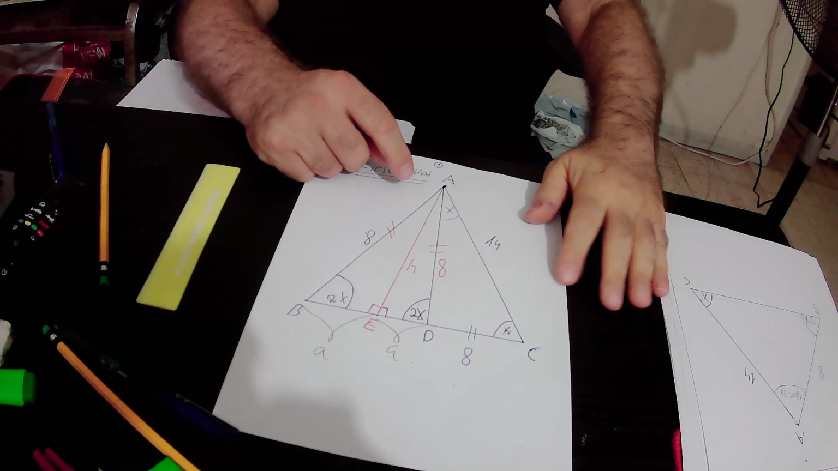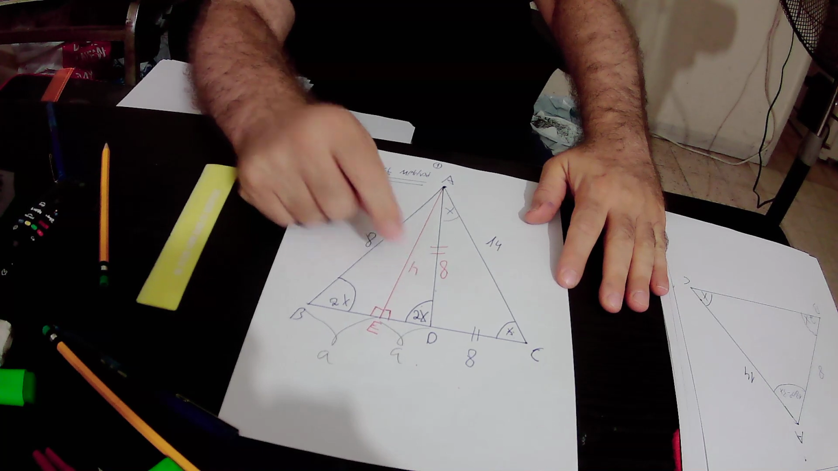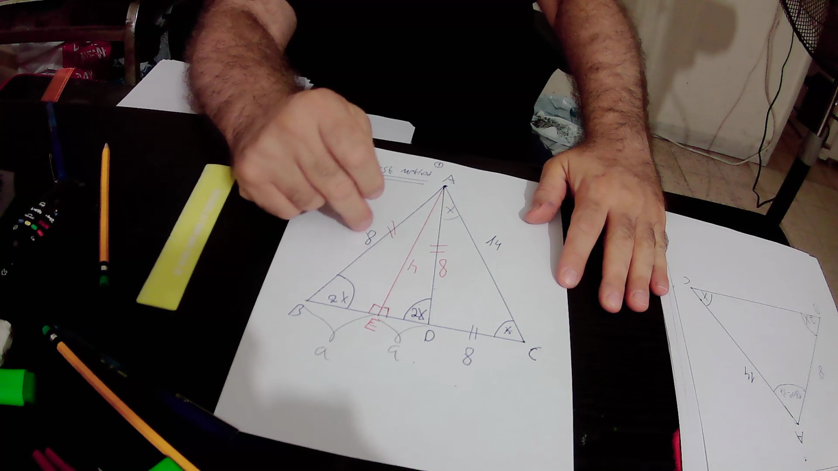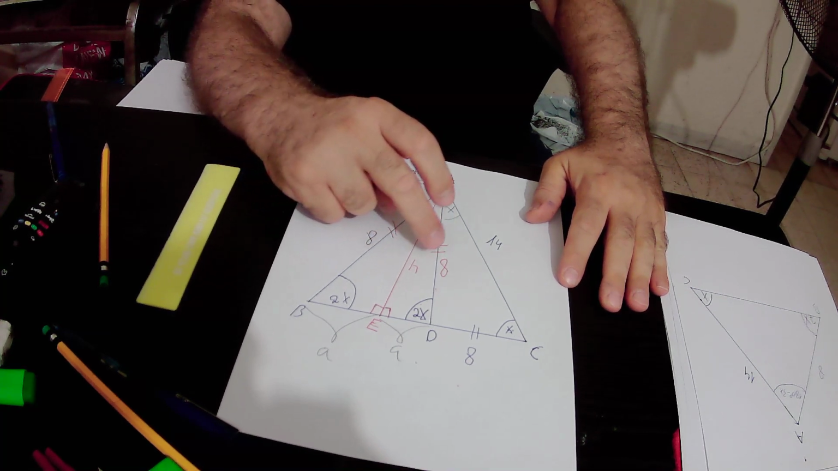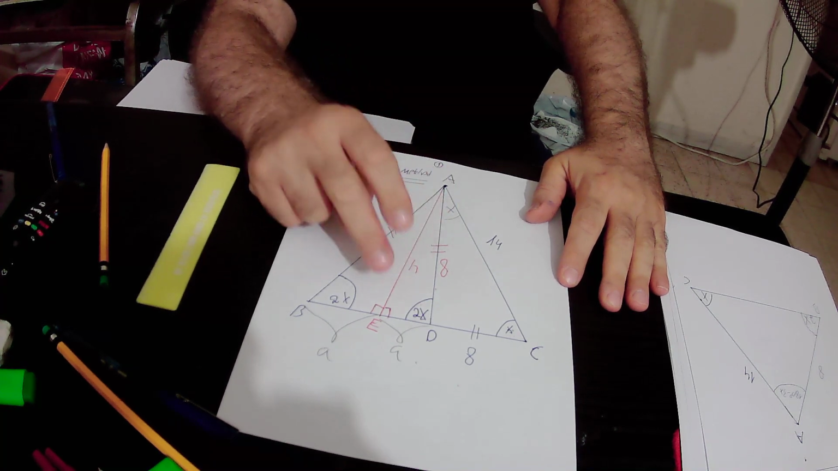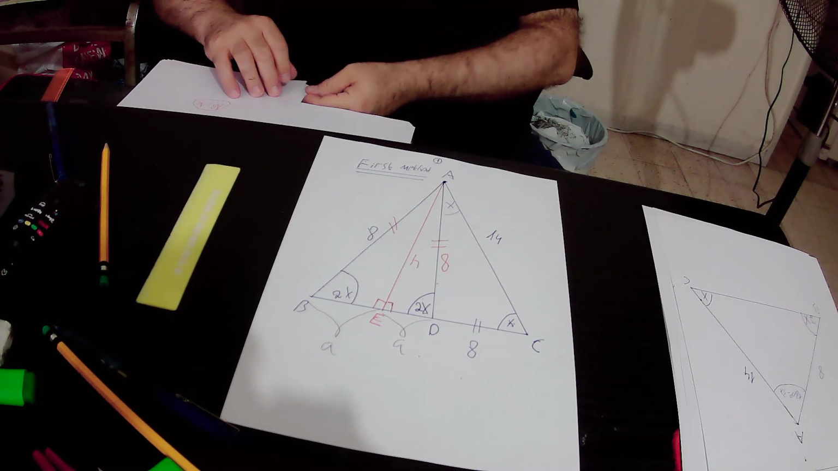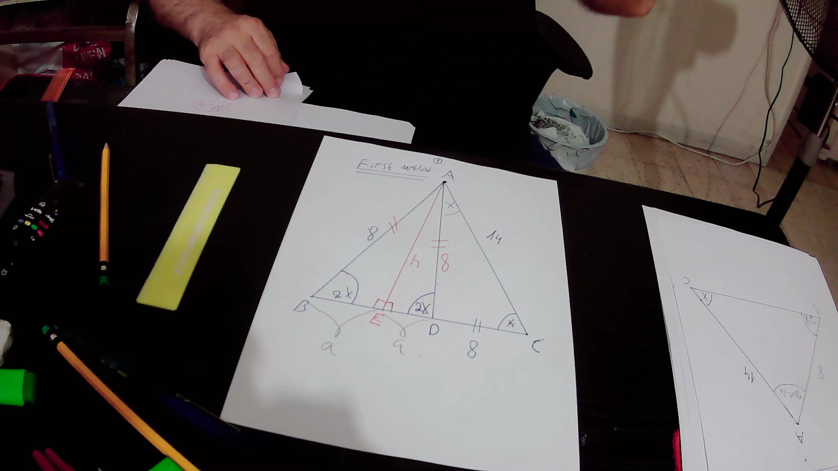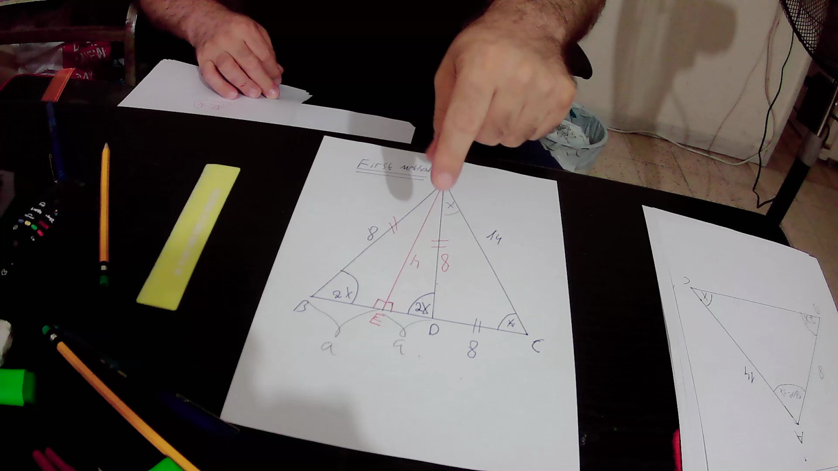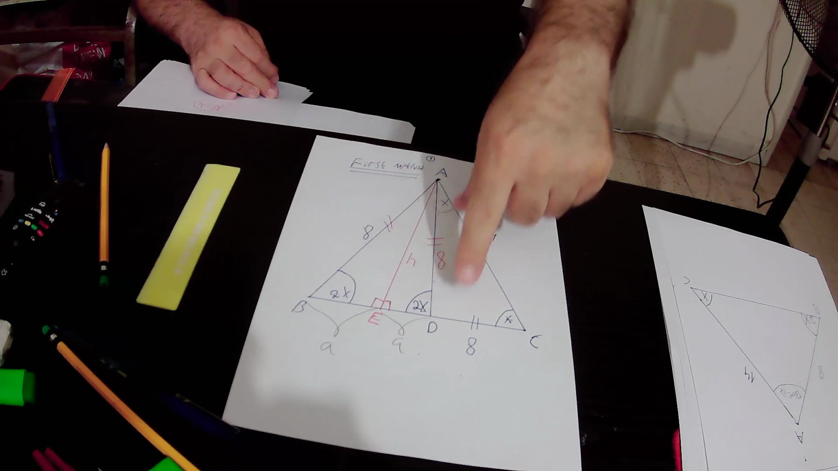We actually draw line segment AD in such a way that this angle will be equal to 2x, like this angle. So here we have an isosceles triangle. Triangle ABD is an isosceles triangle, and we have a rule that in front of equal angles, we have equal sides. So this angle equals this angle, so this side must be equal also to this side.